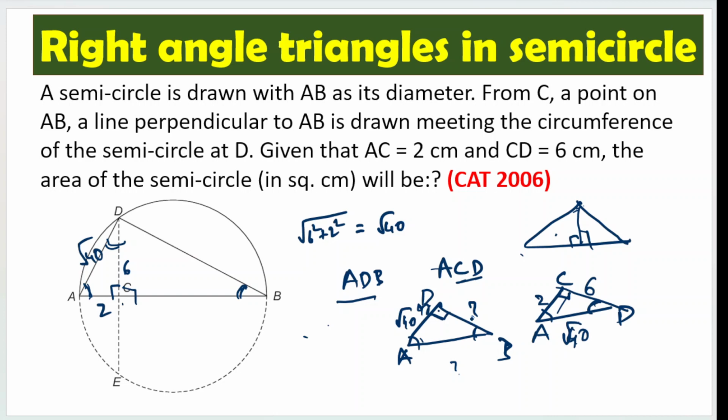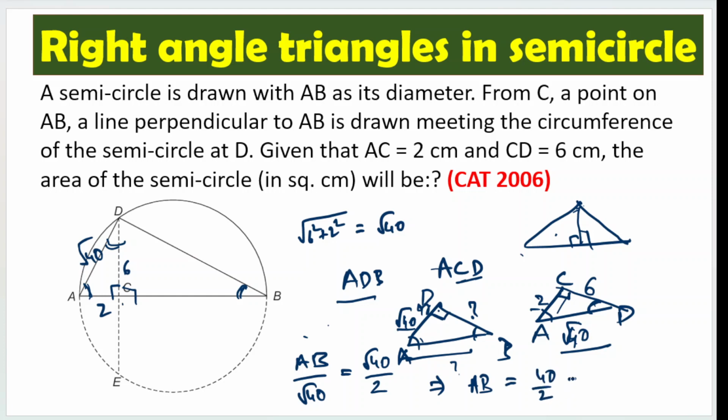What does this mean? For similar triangles, AB by root 40 is equal to root 40 by 2. These are the same corresponding sides. What does that mean? AB is equal to root 40 into root 40, that is 40 by 2, which is equal to 20. If AB is 20, which is the diameter, that means the radius is 10. Radius is 10.